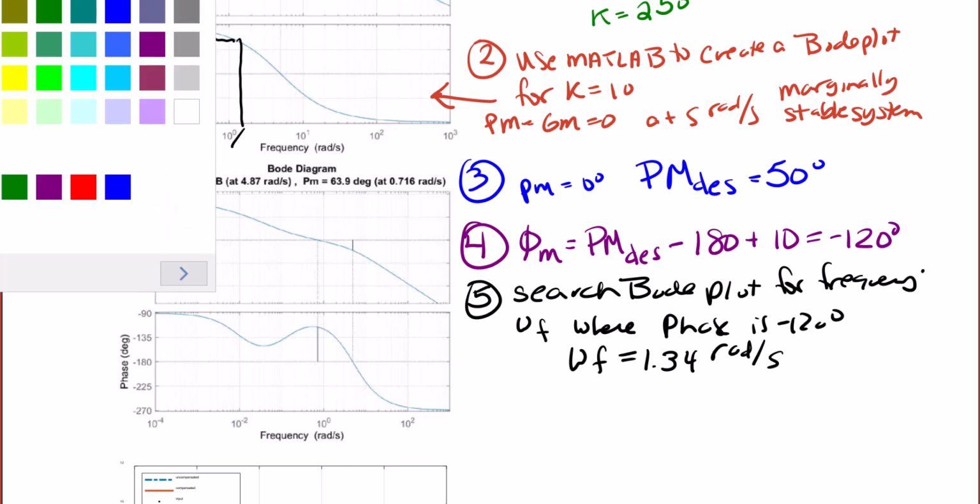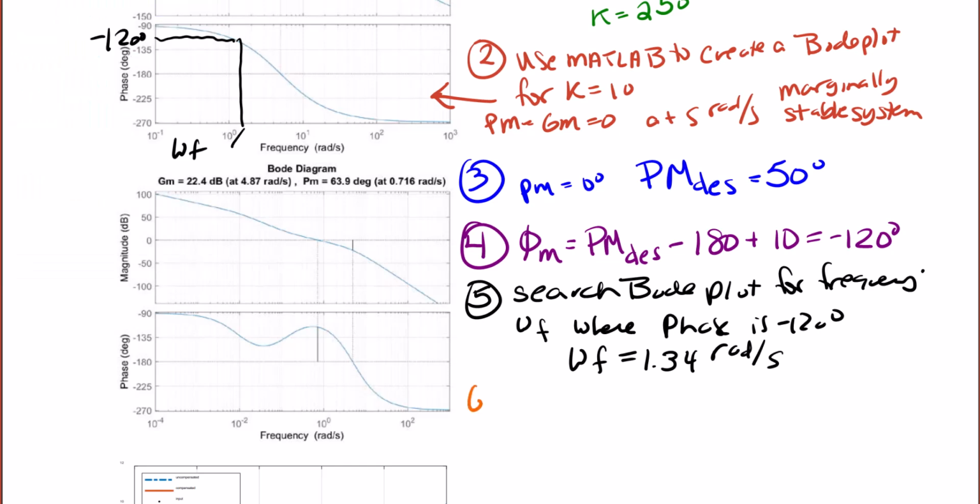For step 6, we are going to find beta, where beta is defined to be 1 minus sine phi m divided by 1 plus sine phi m. So we found phi m was negative 120 degrees in step 4. So we're going to have beta equals 1 minus the sine of 120 degrees divided by 1 plus the sine of 120 degrees, which is going to equal 13.93.